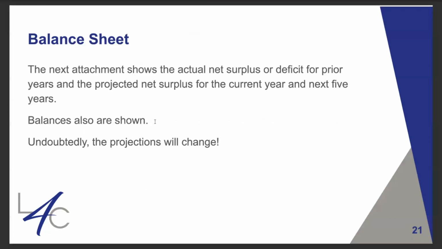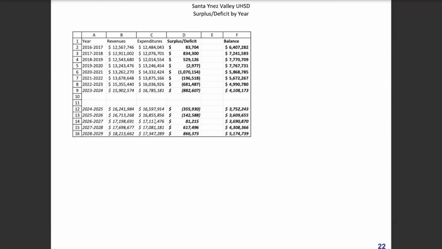But the next page shows a balance sheet, which is going to take us through what if we don't change anything. No salary increases for employees, no reductions to personnel. We don't hire additional personnel. We just leave things as they are. What would happen? And the district continues to run deficits for a few more years under that scenario.